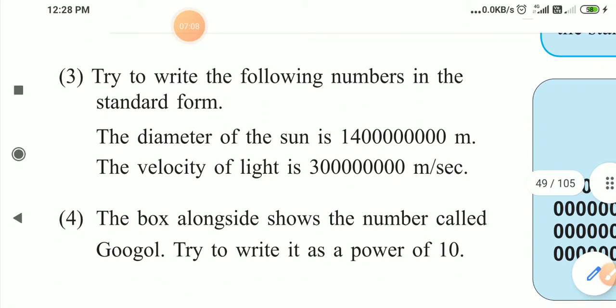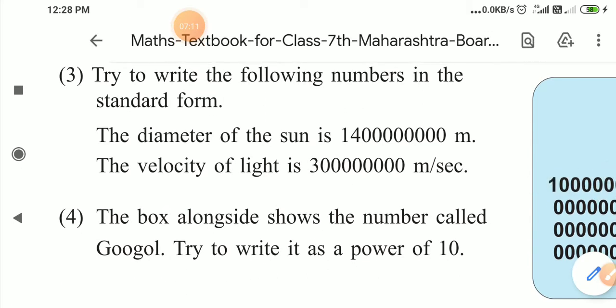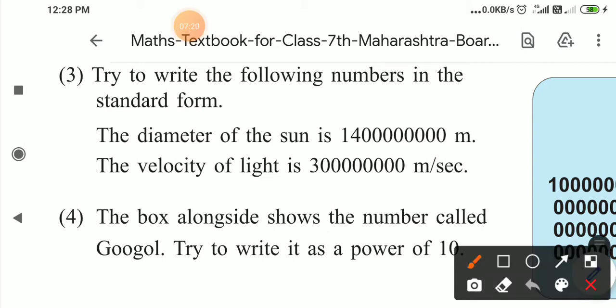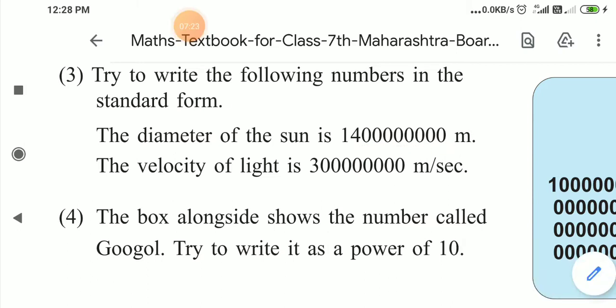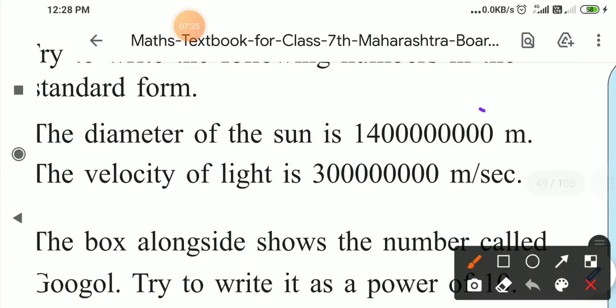Now it is given that try to write the following number in the standard form. The diameter of the sun is given. Here we have to decide where to give the point. Let us count: unit place, tens, hundreds, thousands, ten thousands. It is 140 crores, and this much is the diameter of the sun.